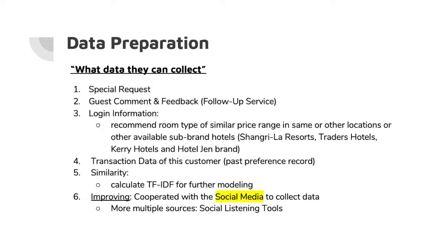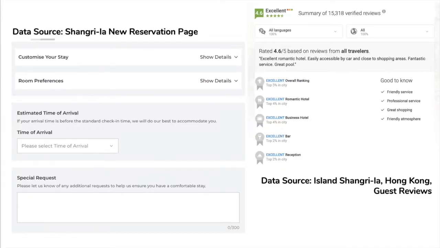Since the manager Tan said that luxury five-star hotel should consider data collected from multiple sources, such as the social listening tools. Here are some examples to help you easily understand it. On your left, it is the Shangri-La new reservation page. You can customize your stay with the list price, and you can also choose from a room preference. You can write down anything about a special request. On your right, it is the guest reviews in the official sites.